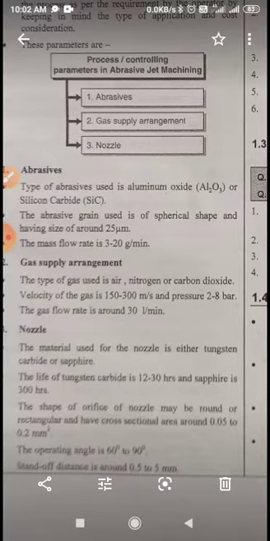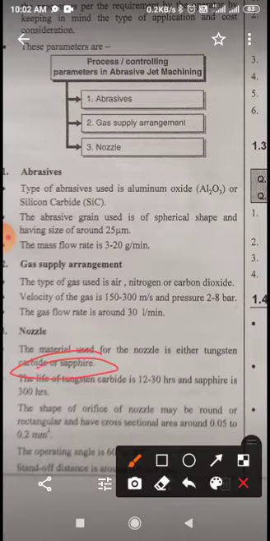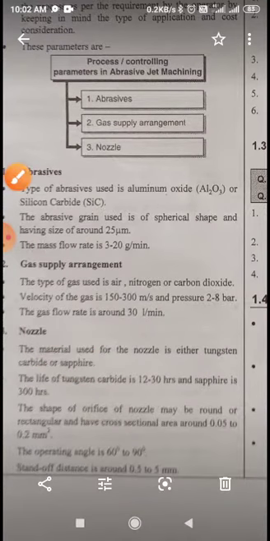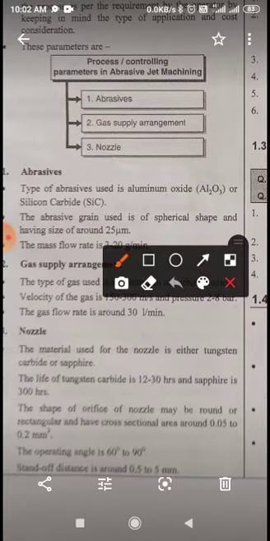Then nozzle. The material used for nozzle is either tungsten carbide or sapphire. Okay, then here are three. Then the life of tungsten is 12 to 30. All these things we have seen already. 12 to 13 hours and sapphire is 300. The shape of the nozzle orifice may be round or rectangular, with a crossing of 0.05 to 0.2 millimeter.